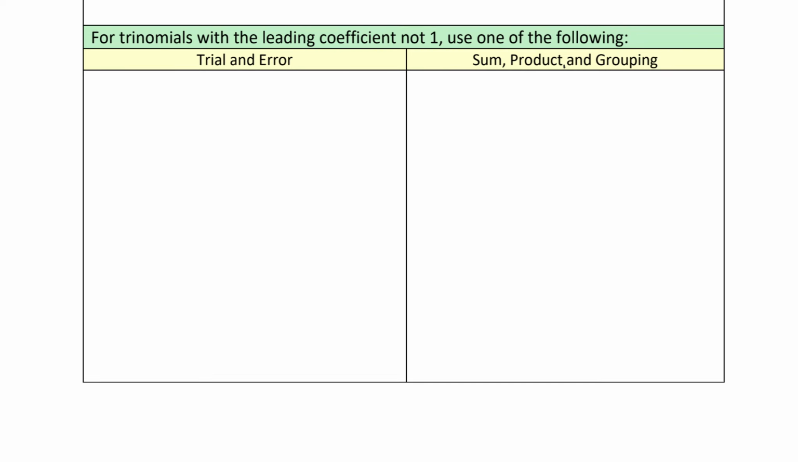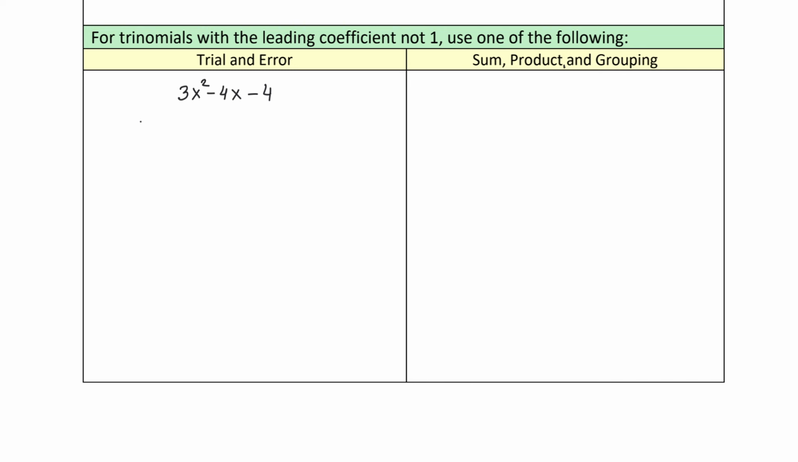Now, what if we have to factor a trinomial whose leading coefficient is not 1? For example, 3x squared minus 4x minus 4. In this case, the leading coefficient is 3. Then, to factor such a trinomial, 2 of the most used methods are trial and error, or sum, product, and grouping, also called the AC method.